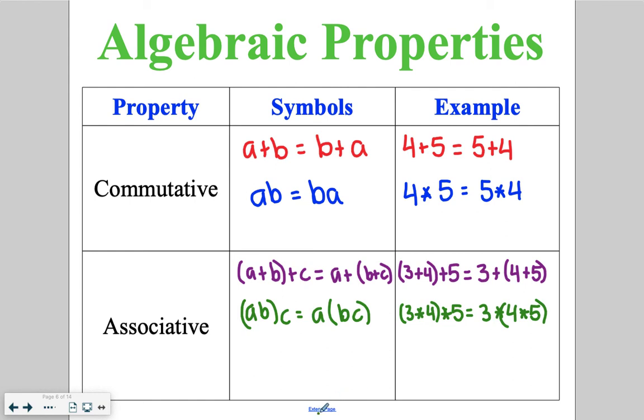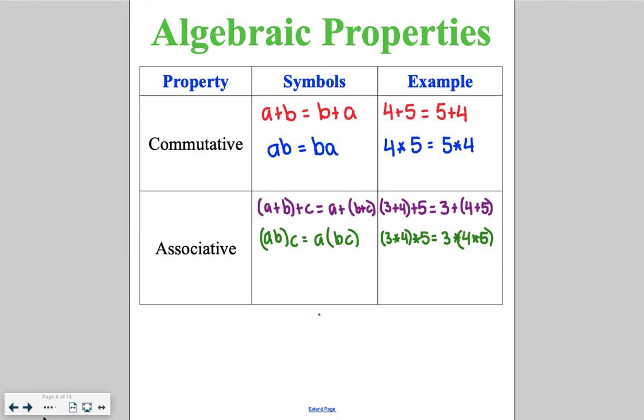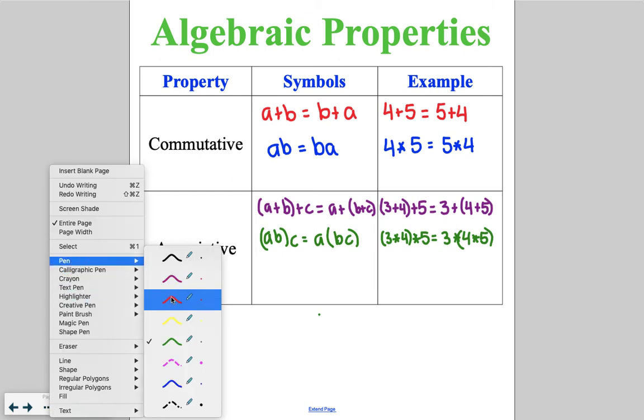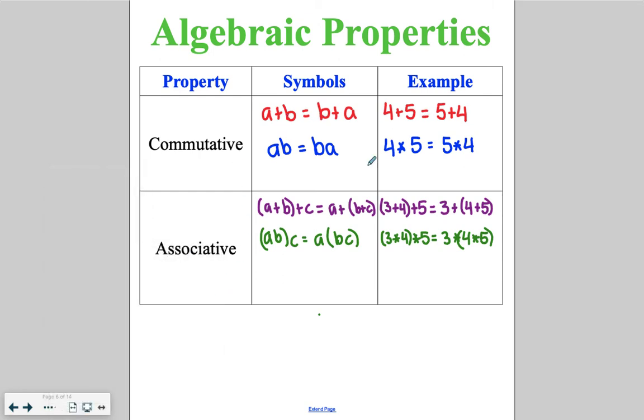I want to point out on these algebraic properties, they do not work for subtraction or division. So if I tried to subtract, if I did 4 minus 5, that's going to give me -1. That's not the same thing as 5 minus 4. So the commutative property doesn't work for subtraction, neither does the associative property.